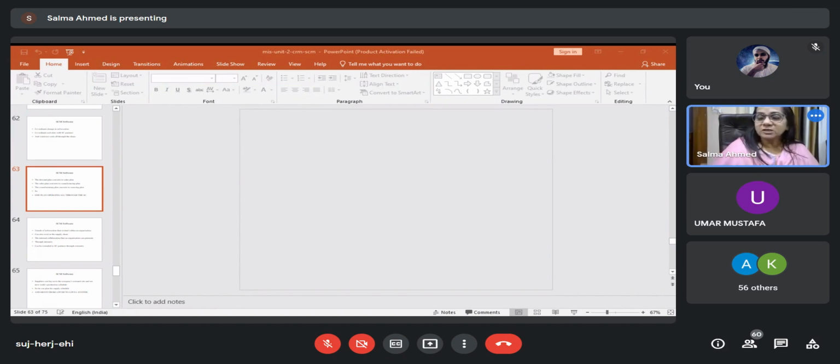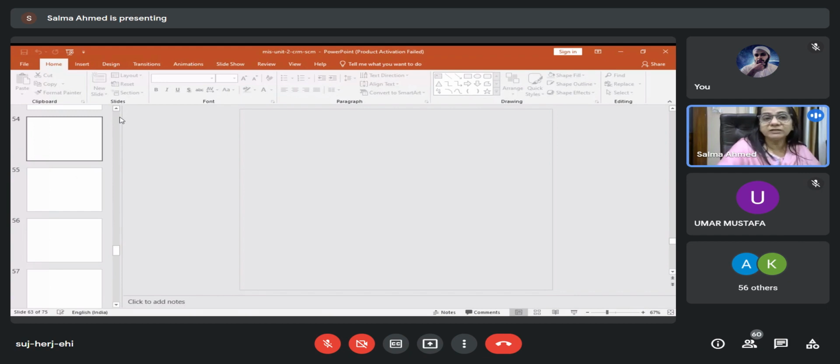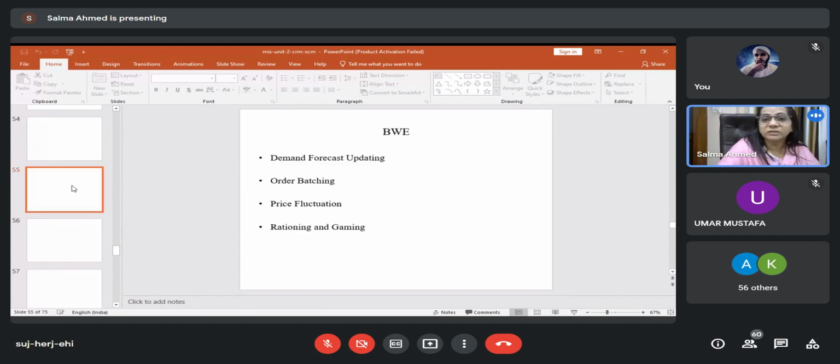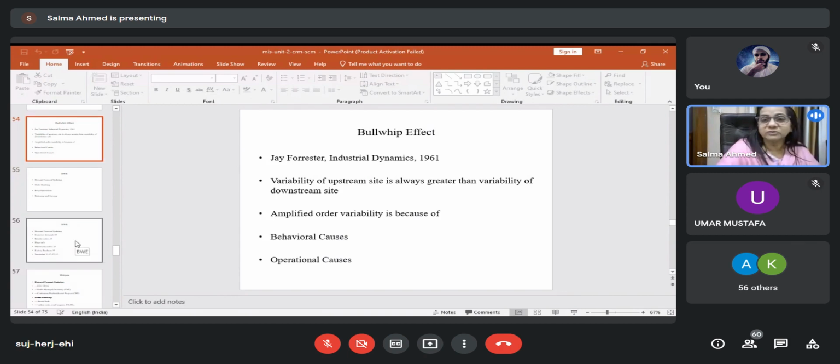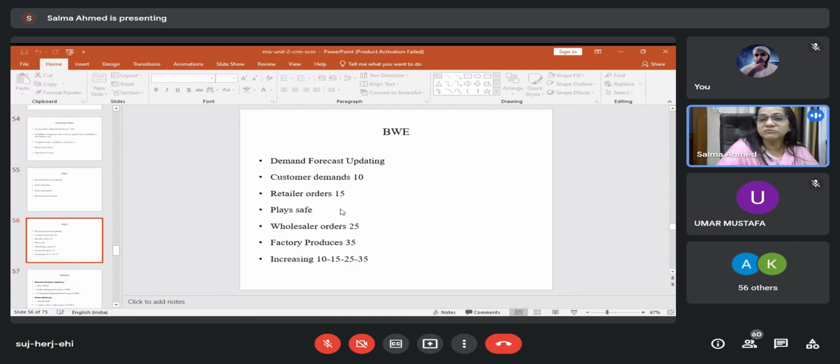We talked of point of sale. At the retailer end, what is being sold, if the exact figure is communicated to the wholesaler, nobody will be misled. Earlier we were focusing on forecasts, because we never had information, so we made a forecast of what we expect the demand to be. Yes, the 10 becomes 15, 15 becomes 25, 25 becomes 35, and maybe the factory produces 35 or even more. So this will not take place.